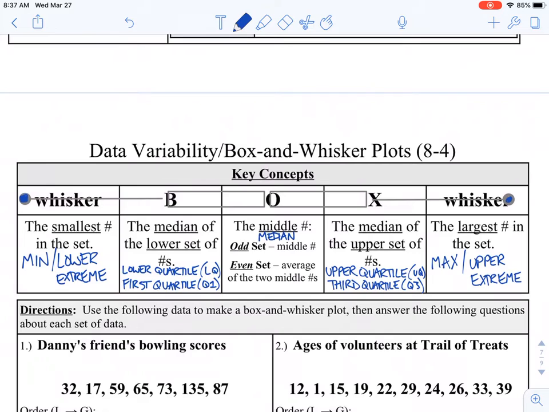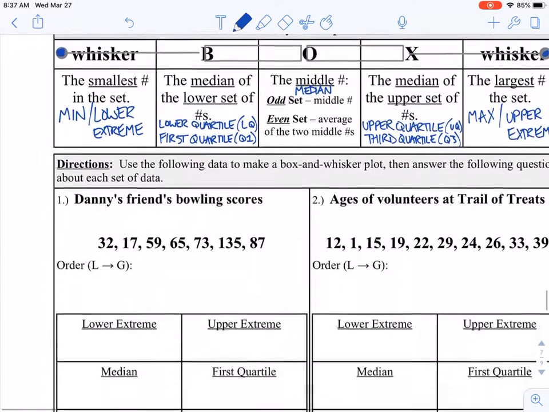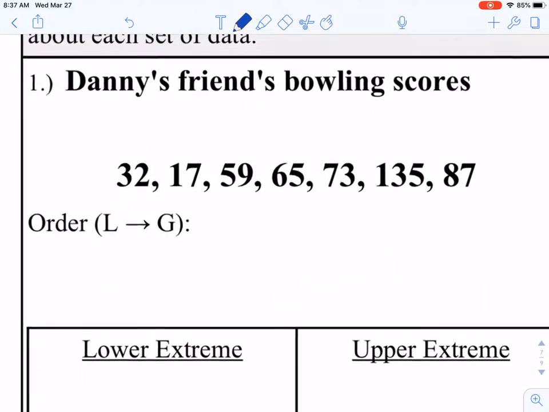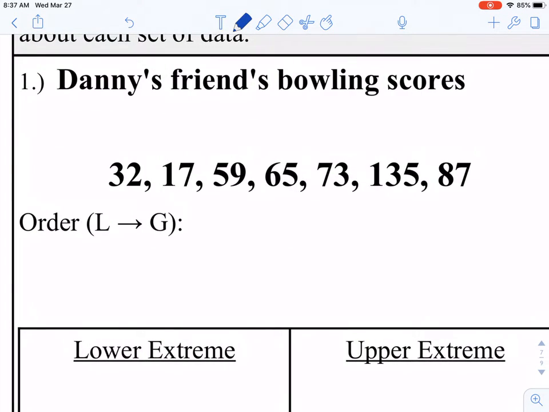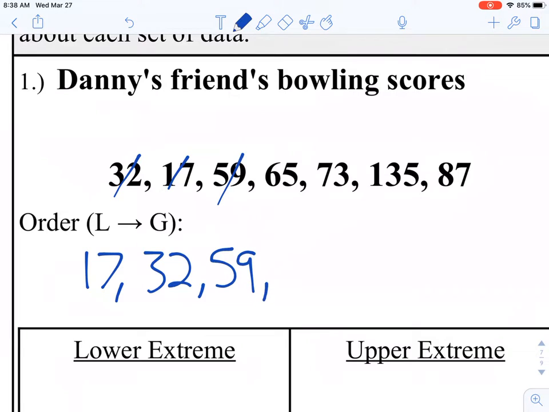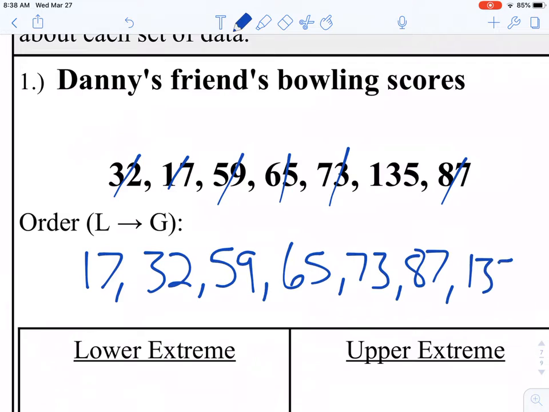So once we have those 5 pieces of information, we create our box and whisker plot. Let's jump right into the first example. It says Danny's friends' bowling scores. So we're going to order them from least to greatest. The smallest one is 17, and then 32, 59, 65, 73, 87, and the last one's 135.